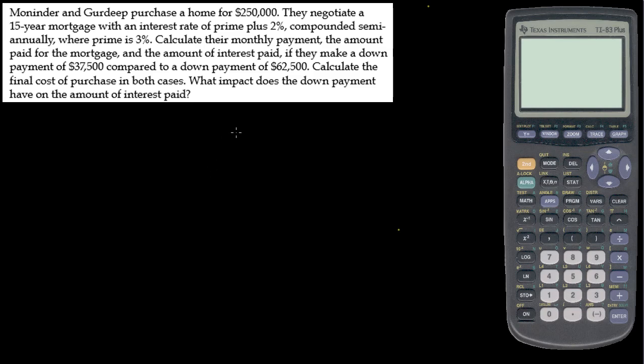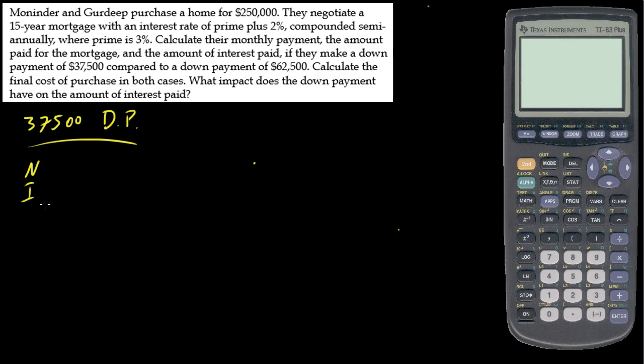We should probably be able to see which one of these options is going to be better, just the way that we have known and read about down payments, but this time we're going to mathematically prove it. So let's go with the $37,500 down payment, and let's do that one first.